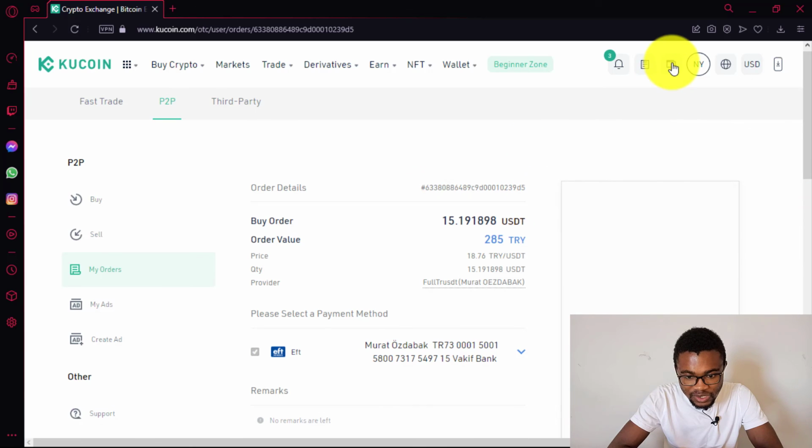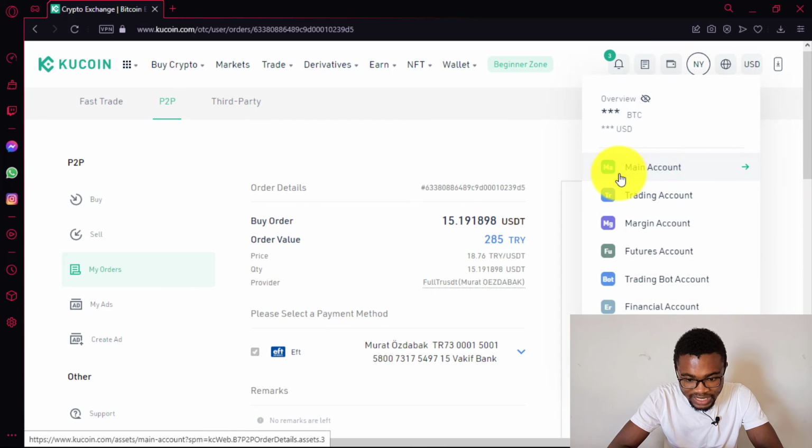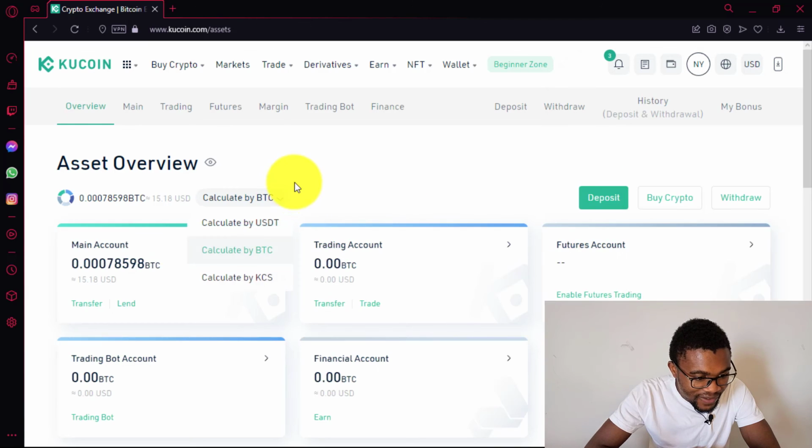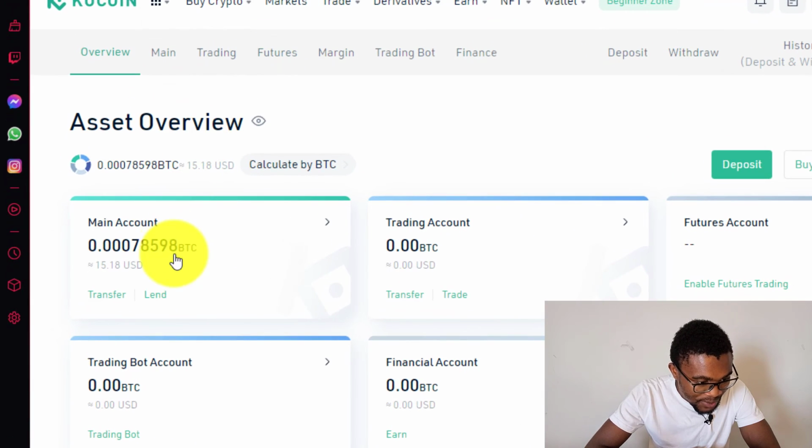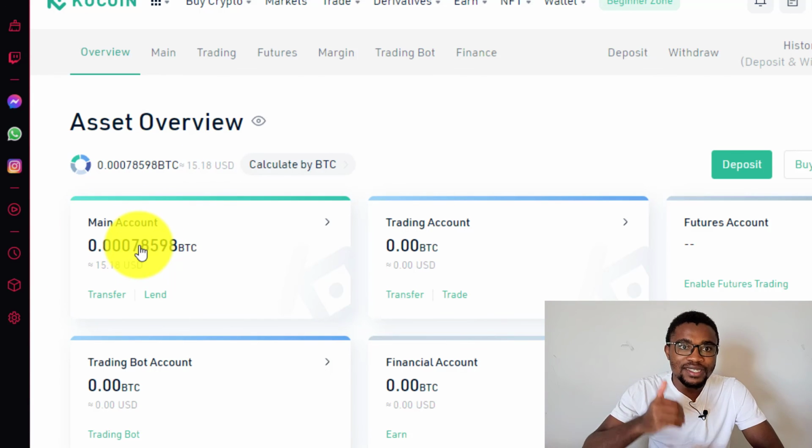So to check, you just need to come over here and check your main account, or you just need to come and press on overview. So over here on account overview, you can see our main balance account is now $15. We had zeros everywhere. Now we have got about $15. So this is the easiest and cheapest way to add money to your Kucoin account.